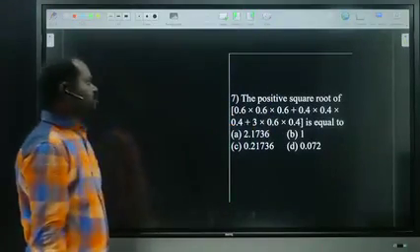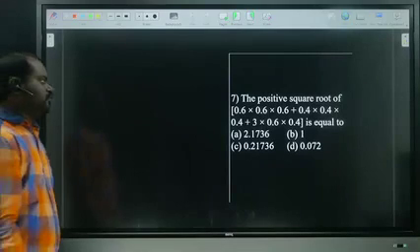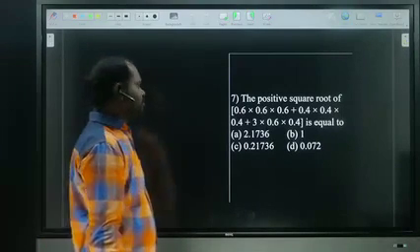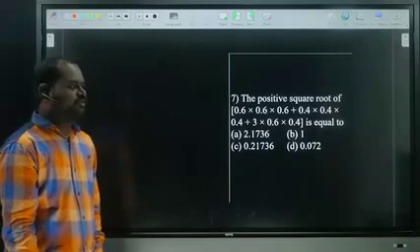Now try this: the positive square root of 0.6 into 0.6 into 0.6 plus 0.4 into 0.4 into 0.4 plus 3 into 0.6 into 0.4 is equal to. Try this one.